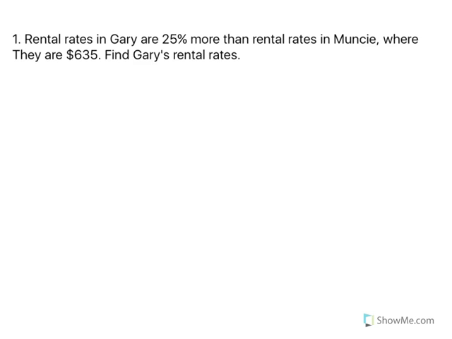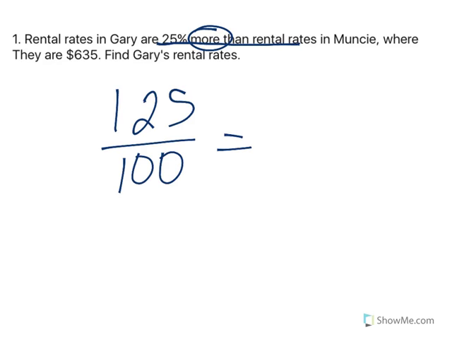All right, as we do these, I am going to use either words or letters to kind of show references in our proportions. So in this first example, rental rates in Gary are 25% more than rental rates in Muncie, where they are $635. Find Gary's rental rates. So we are comparing two cities, Gary and Muncie. I see Gary 25% more. So I know that I have 125 over 100. That's half of my proportion because that talks about our percentage.